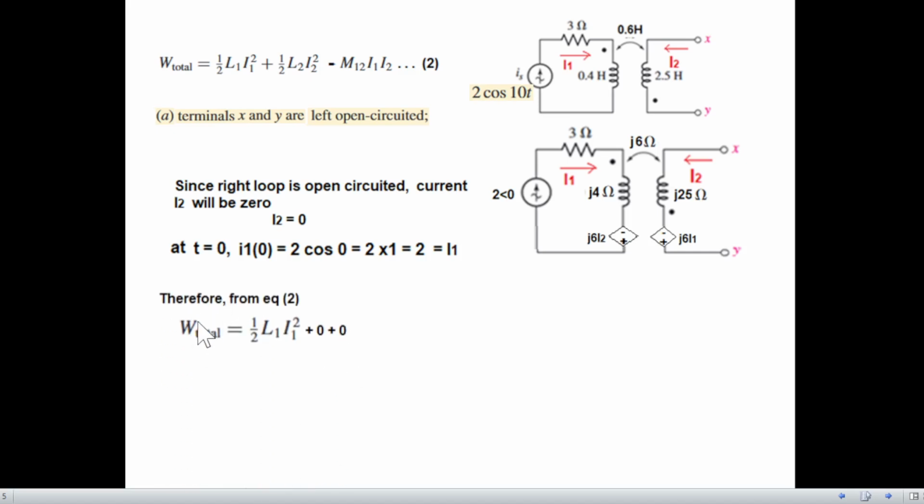So let's plug in now this, half L1 I1 squared, and because of I2 this term will be 0 and the second term will also be 0. I should have put in a minus here anyway. And now plug in the value. L1 is 0.4 Henry, we'll put the L value, and I1 we have found from here is 2 squared. So the energy is 0.8 joule. So that is for the first part.